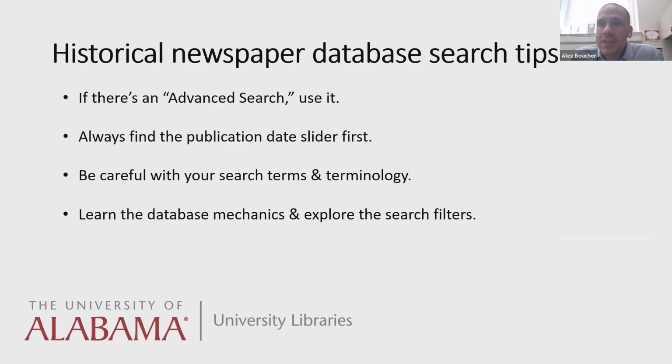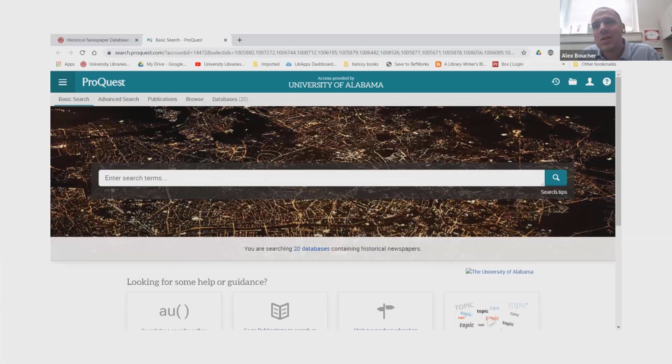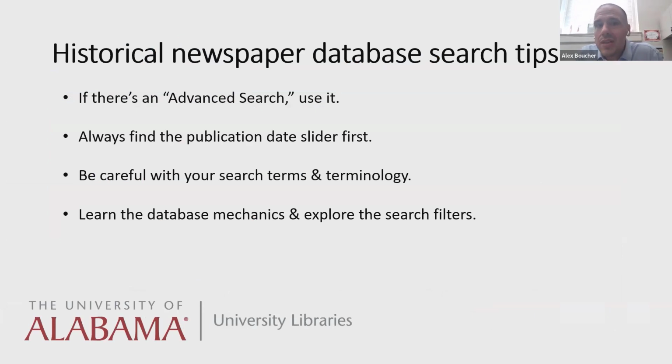With historical newspaper databases, there are certain things you need to keep in mind. One, if there's an advanced search option, I would recommend that you use it. For example, here's ProQuest Historical Newspapers. This is the basic search, which is just the Google-style single search bar. Single search bars work perfectly well for Google, but I don't find them quite as useful for a historical newspaper database. So instead, I would recommend the advanced search, and I'll show you that in a second.